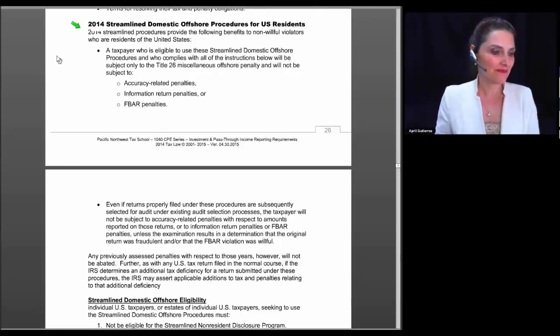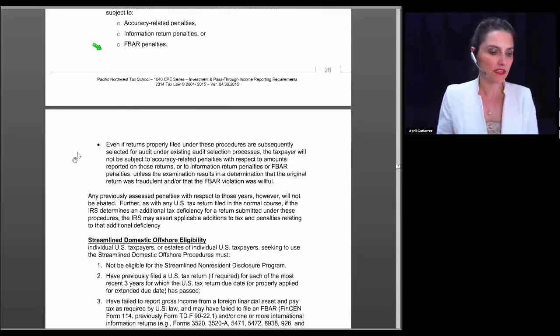So the 2014 streamlined procedures provide the following benefits to non-willful violators who are residents of the United States. A taxpayer who is eligible to use these streamlined offshore domestic procedures and who complies with all of the instructions below will be subject only to the Title 26 miscellaneous offshore penalty and will not be subjected to accuracy-related penalties, information return penalties, or the FBAR penalties.